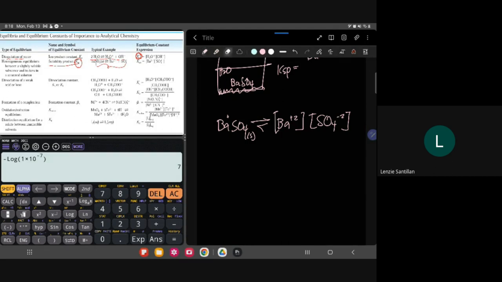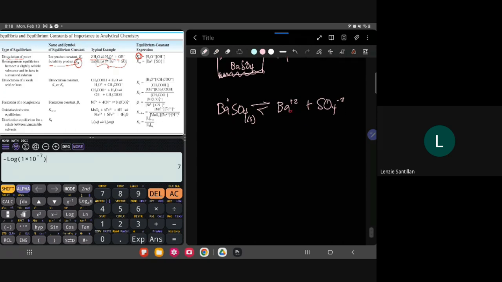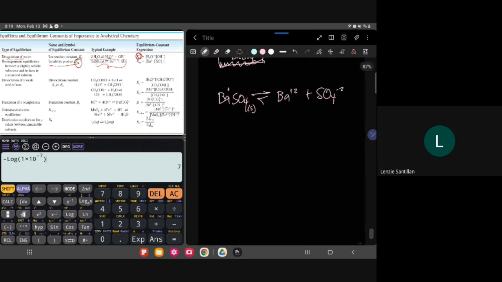Ay, bakit may bracket na ako? Sorry. Ito yung equation niya. Ito yung chemical equation niya. Kaya ang magiging reaction niya. Guys, bakit ganun? Kung plus 2 ang barium na charge at negative 2 ang sulfate, ba't hindi ko nilagay dito, ma'am, yung 2?